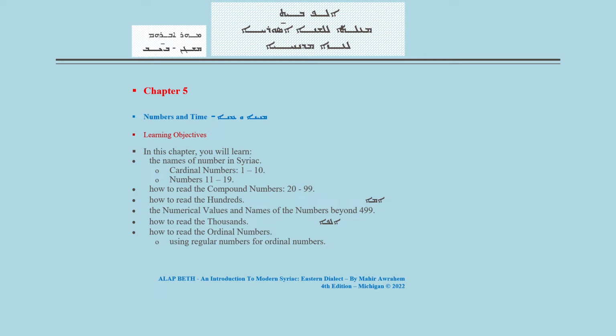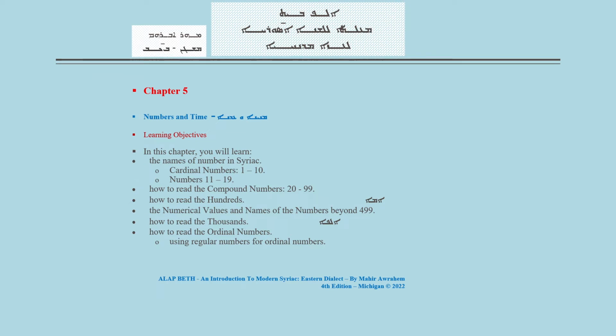Today we're going to cover chapter 5, Numbers and Time, from the 4th edition of Alphabet and Introduction to Modern Syriac, Eastern Dialect. These are the learning objectives we're going to cover in this video. We can learn the names of numbers in Syriac, cardinal numbers 1 to 10, numbers 11 to 19, how to read the compound numbers 20 to 99, and how to read the hundreds.